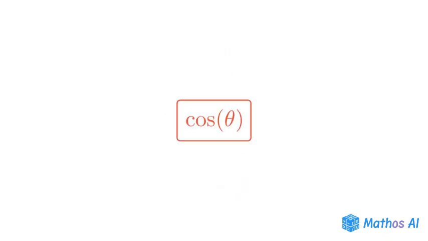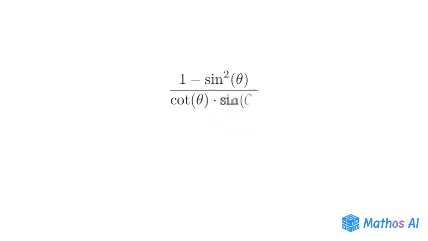And there you have it. The final, simplest form of our expression is just cosine theta. This journey shows how understanding fundamental identities can turn a daunting problem into an elegant solution.